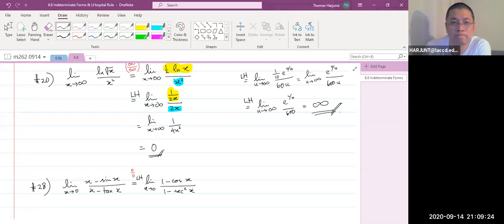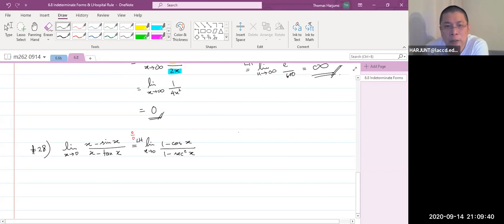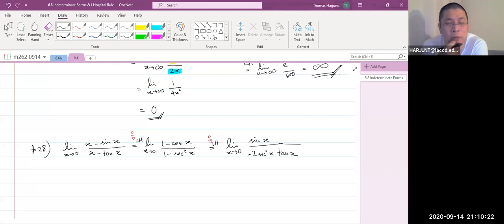You can apply L'Hopital rule again, but be a bit careful not to rely on that too much, because you may end up taking the derivative of something which, if you simplify, you may get easier. So in this case, when I plug in x equals 0, I get 0 over 0 again. I do L'Hopital rule again. Then I get limit as x approaches 0 of sine x over 2 secant squared x tangent x. The derivative of secant squared x, oh, I have a negative. When you plug in x equals 0, you will still have 0 over 0. Do you want to go on?